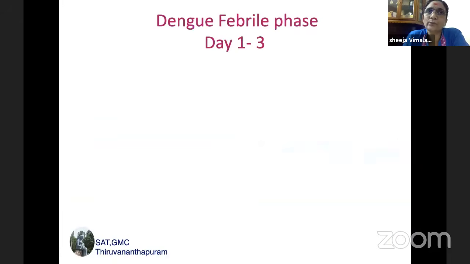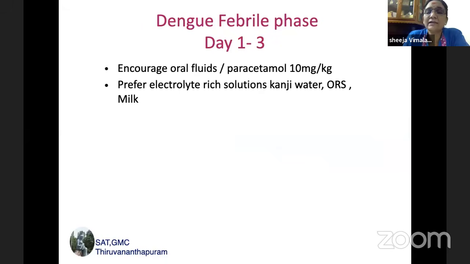So what do you do? If you have a baby presenting to you in the febrile phase, that is day 1 or day 2 of fever, remember, encourage oral fluids. The non-steroidal anti-inflammatory drug which is recommended is only paracetamol. Please do not give brufen or mefenamic acid because that may be associated with more complications. And the dose recommended here is also not 15 mg per kg, just 10 mg per kg, because you are anticipating a hepatic dysfunction as the baby progresses.